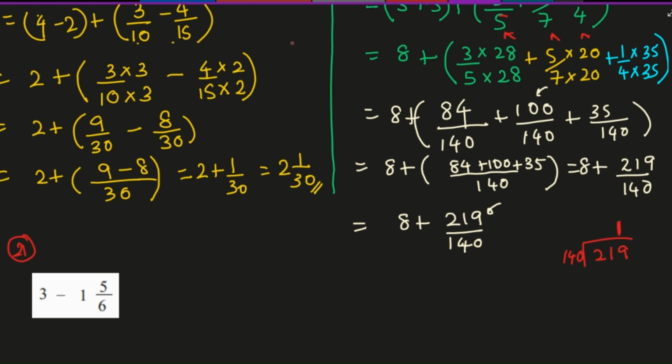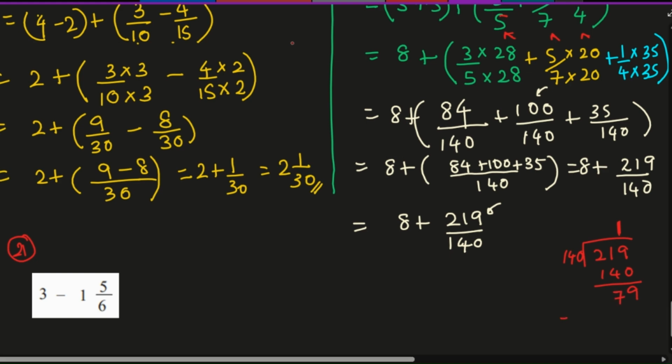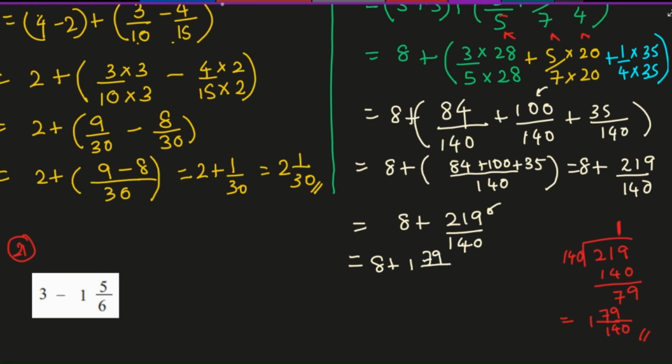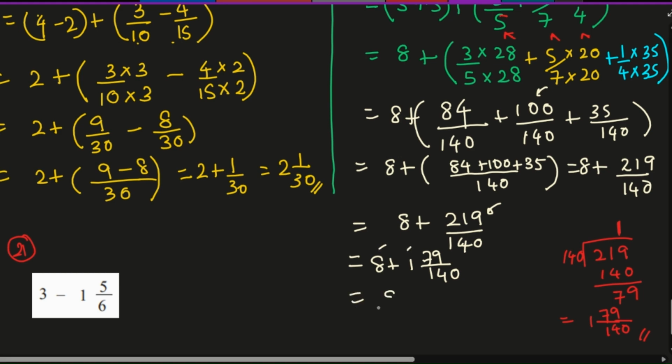There is only one 140 in 219, so it's 140. If I subtract, it's 79, and that's all. So if I write this as a mixed number, the answer will be 1 and 79 upon 140, right? So I can write it like 8 plus 1 and 79 upon 140. So I know that 8 plus 1 can be added as like 9.